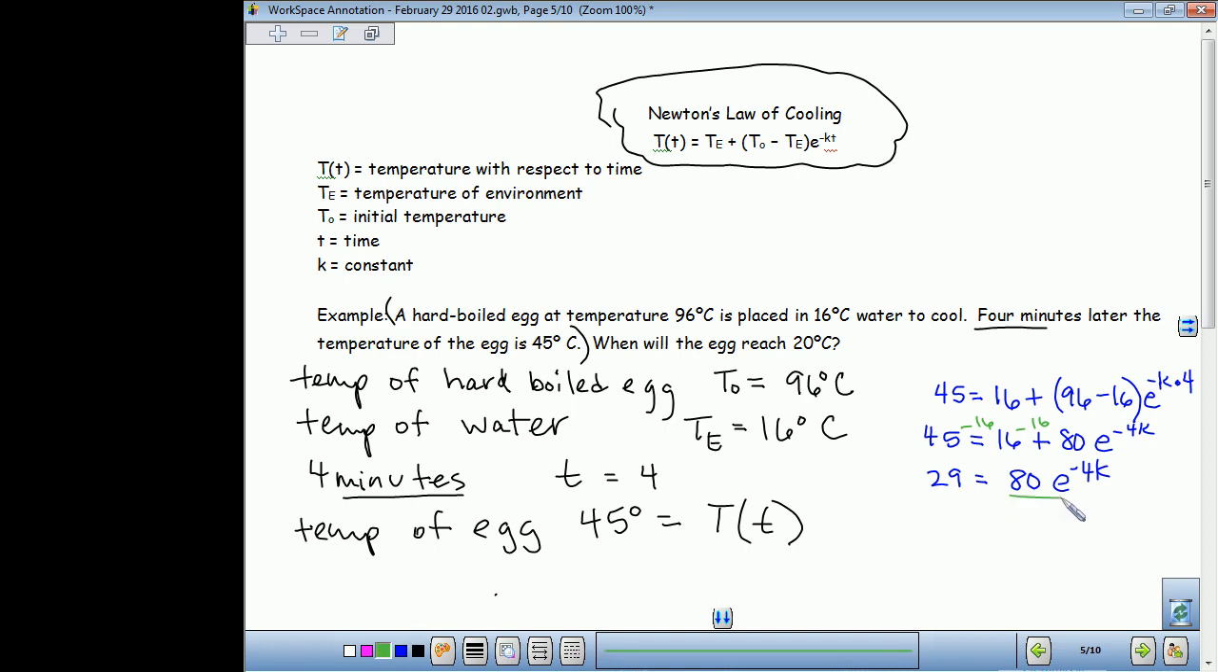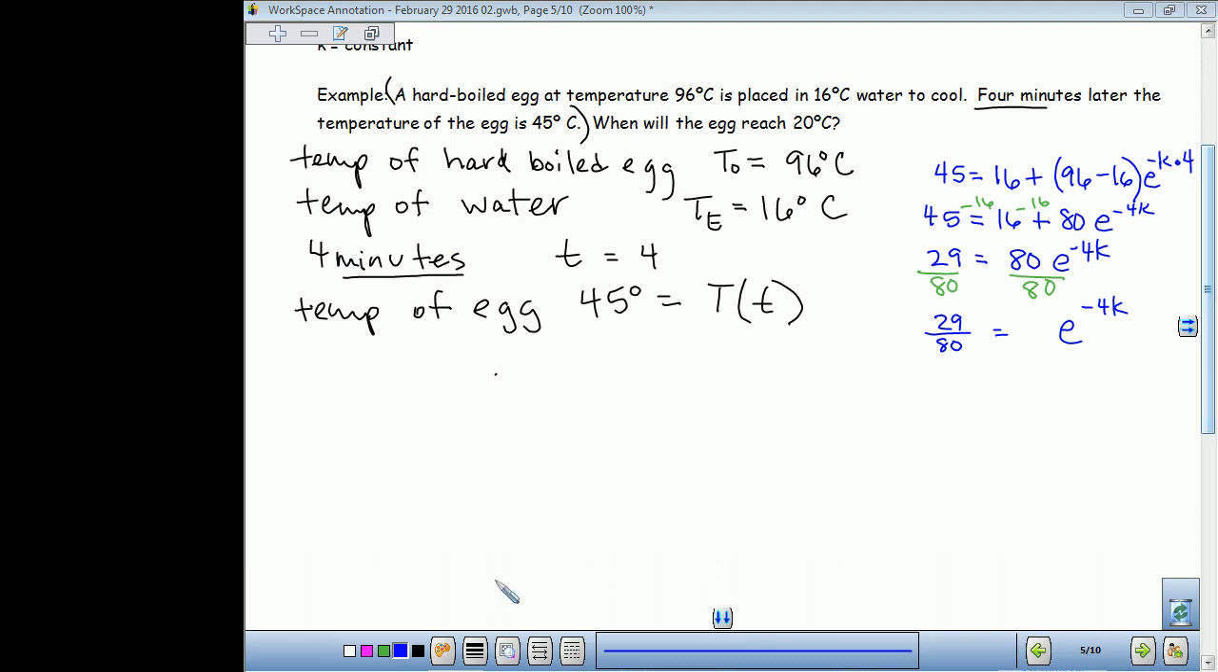Love it. When we divide by 80, now what we have done is we have created an exponential equation. And we can solve for the exponent of this exponential equation by doing what? Taking the natural log of both sides. Beautiful.